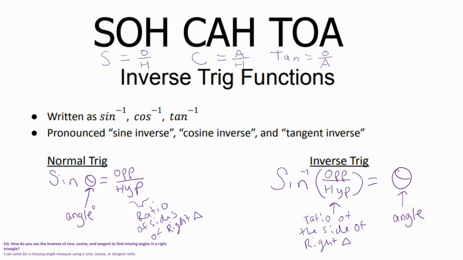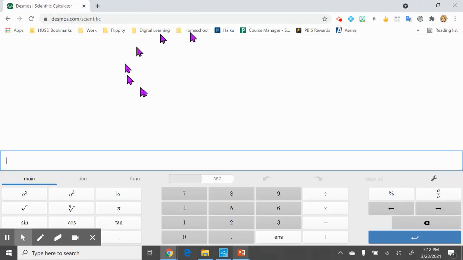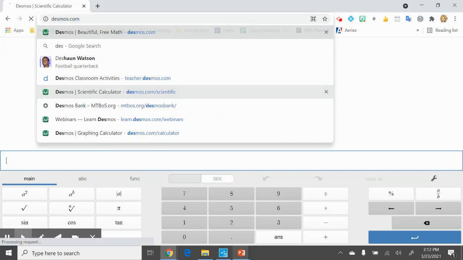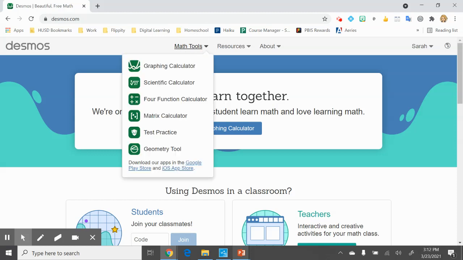Okay, so obviously this will make so much more sense when we do an example, so let's go ahead and get going to it. Before I do that example 1, I wanted to show you that you do want to use Desmos as a graphing calculator. Let me go back to desmos.com. And so make sure when you're using Desmos, don't use the graphing calculator. It makes it a lot more complicated. Go up here where it says Math Tools, and you're going to click on the Scientific Calculator.